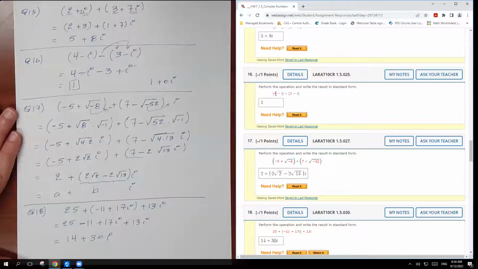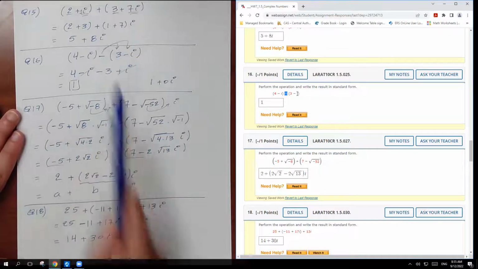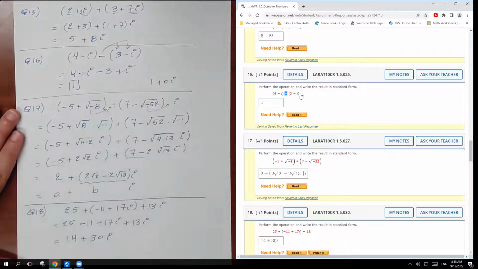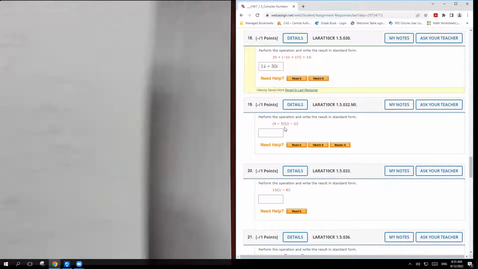When you have minus between two complex numbers, you have to distribute the negative sign on the second part, like example 16. Check what we did here. Distribute the negative sign on the second parentheses. And when you have multiplication between two complex numbers, how are we going to do that? Let's check the next example, example 19.